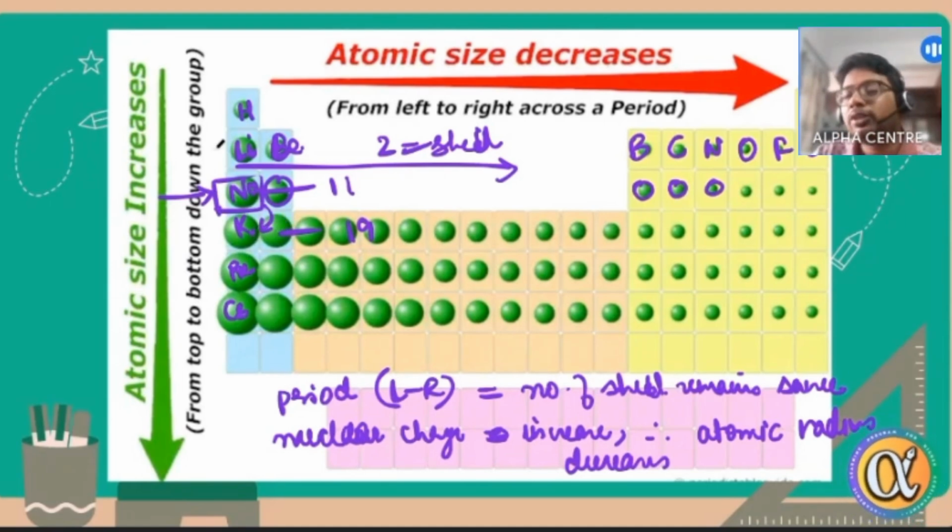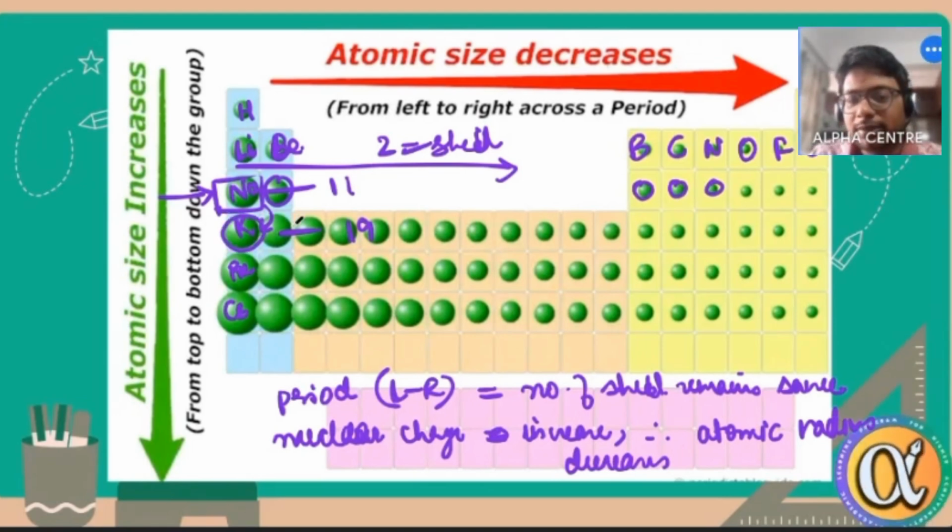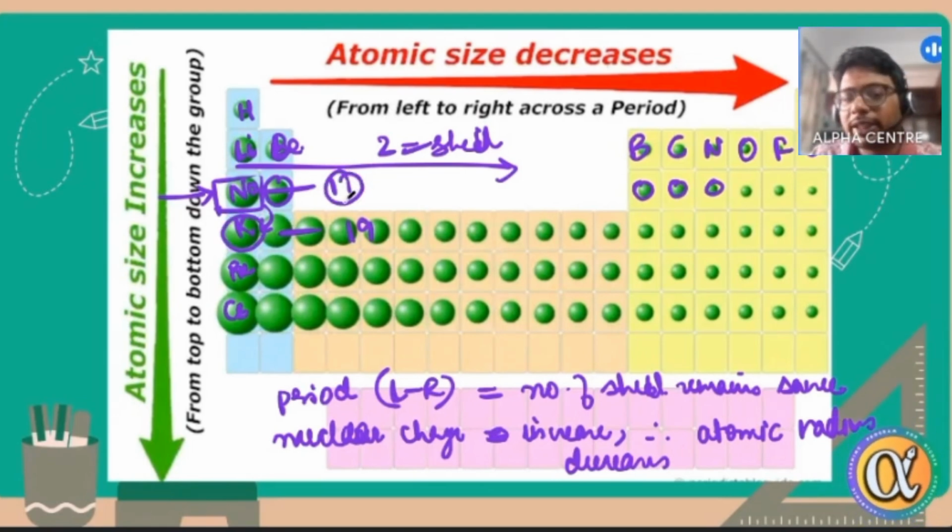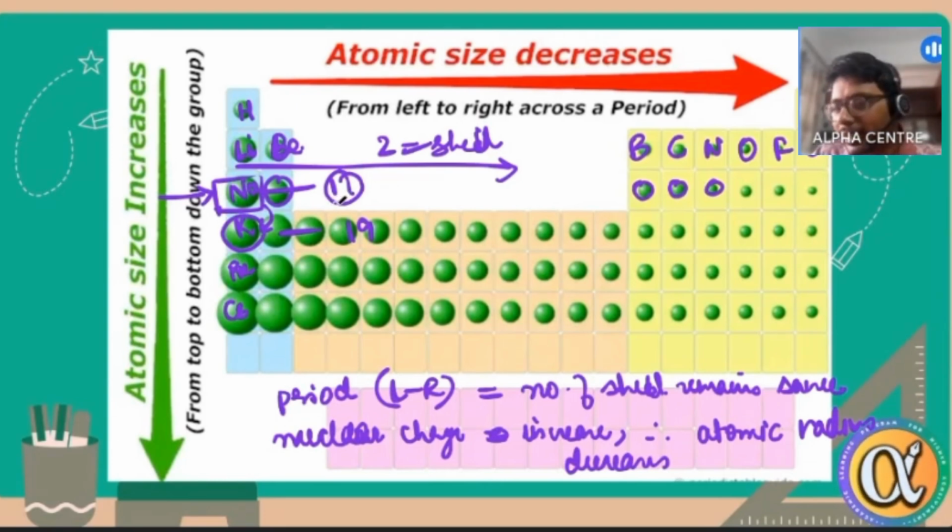Then if they ask you a question like this: potassium has 19 nuclear charge, sodium has 11 nuclear charge, then how come potassium is bigger than sodium? They can ask a question like that, right? So what do you explain for that?